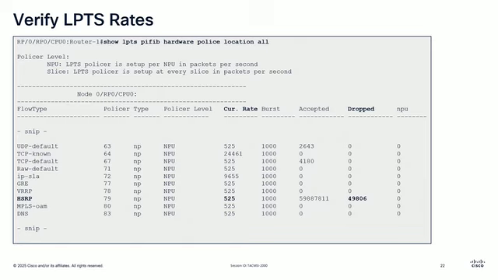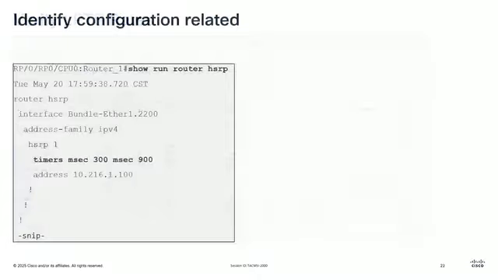And if we go to the right, we will see that LPTS is actually dropping packets for this specific flow type. But again, we don't know if these drops are expected. To know more about this, let's take a look at the configuration for one of those HSRP sessions.